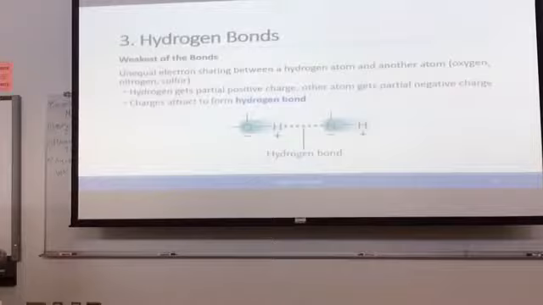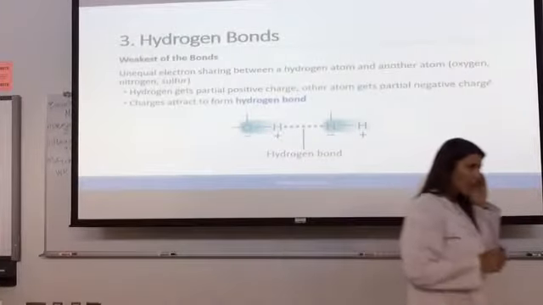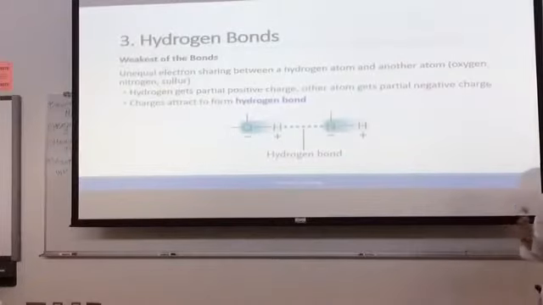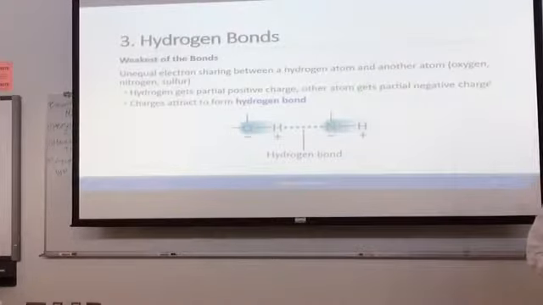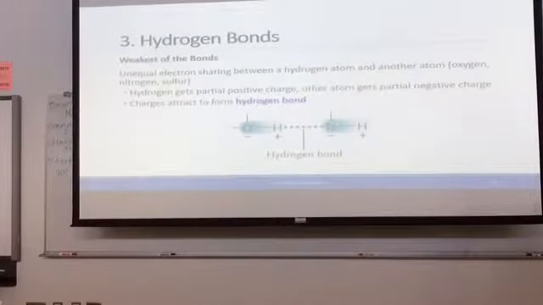Okay, the third and final type of bond. Not final topic, but final type of bond, hydrogen bond. And I told you the hydrogen bonds are the weakest of the bonds. Hydrogen bonds are the weakest of the bonds. These are very easy to break.